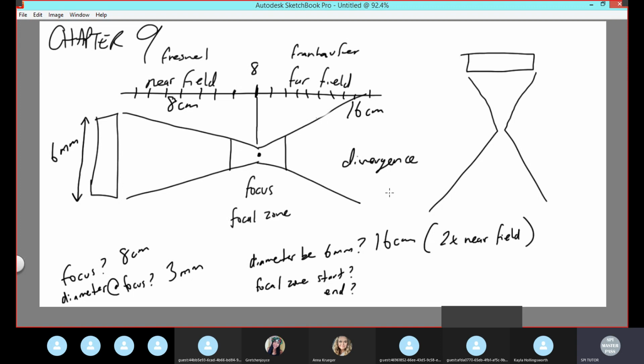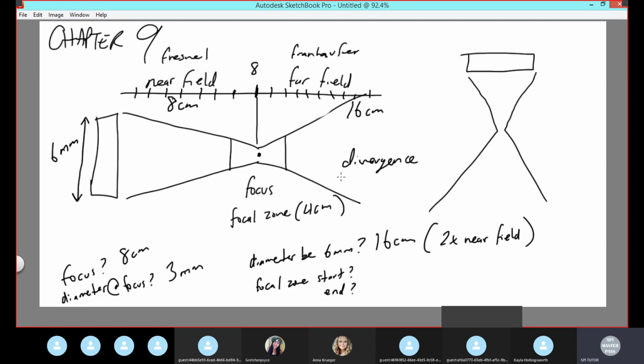The focal zone stretches, if you can see here, part into the near field and part into the far field. Okay, half of it is in the near field. Half of it is in the far field. And I try to draw it to make it look like half and half. So where does it start and where does it end? For them to ask you this question, they have to tell you how big your focal zone is. So let's make it 4 centimeters big.